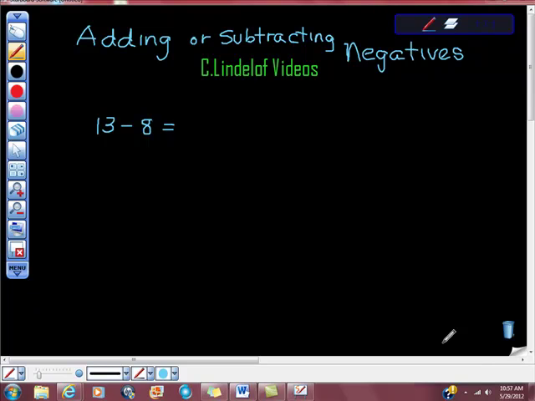Adding or subtracting negative numbers. This is something that seems to mess with people to no end, and I just want to show you this really easy technique for doing this. So look, we have 13 minus 8 here, and what I'd like to point out to you is what we really have here is negative 8. So here's our negative 8, and we have a positive 13.